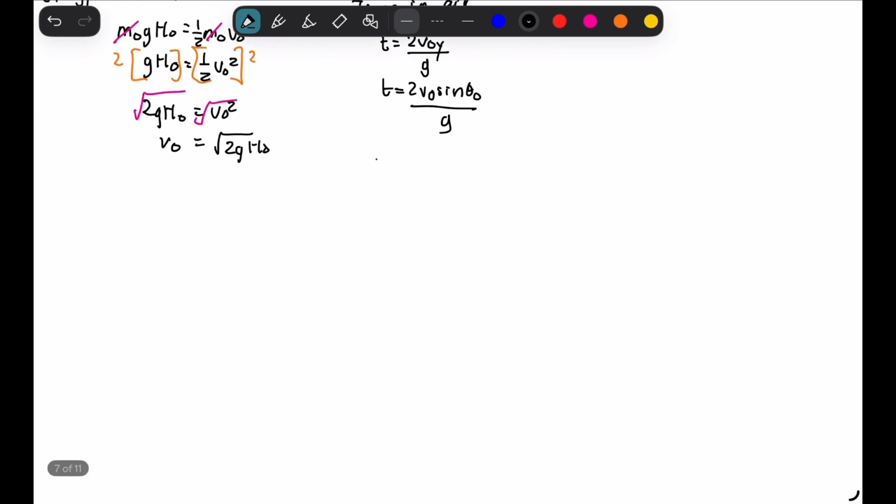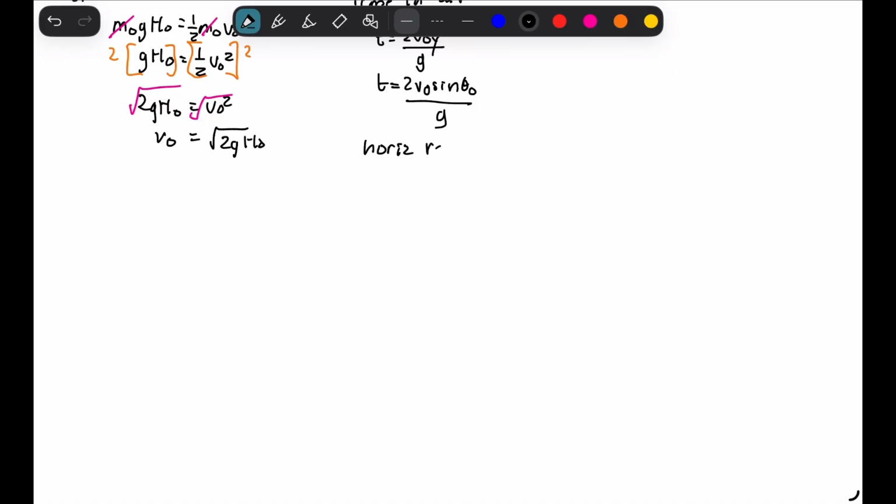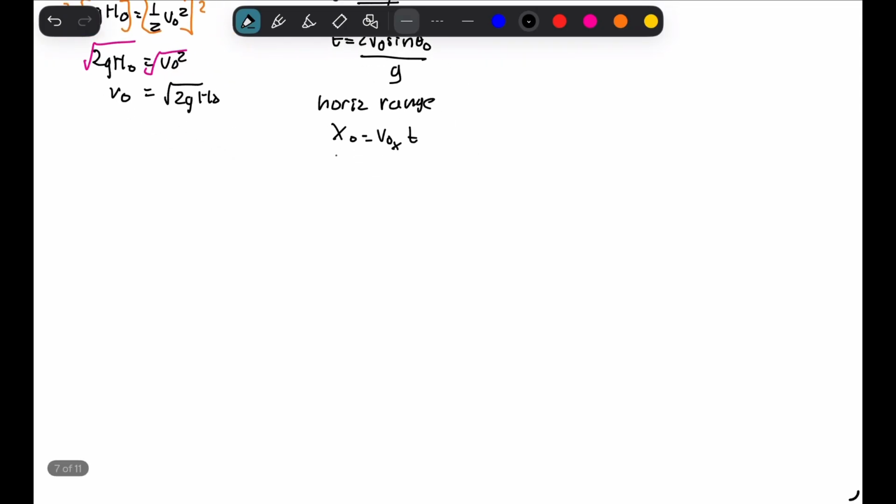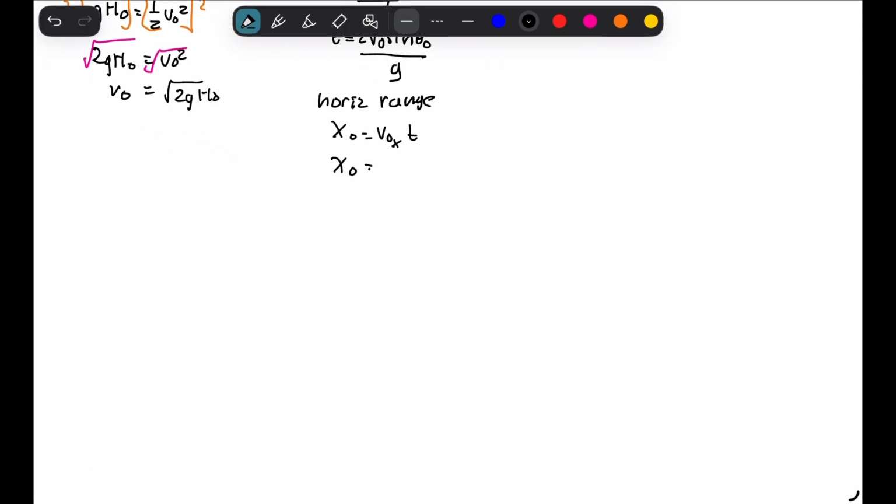So now to find our horizontal range, X initial, the distance that we traveled, is equal to the V initial X component times T. Conveniently for us, we already solved for both of these: V initial cosine theta initial, and also 2 V initial sine theta initial over g.